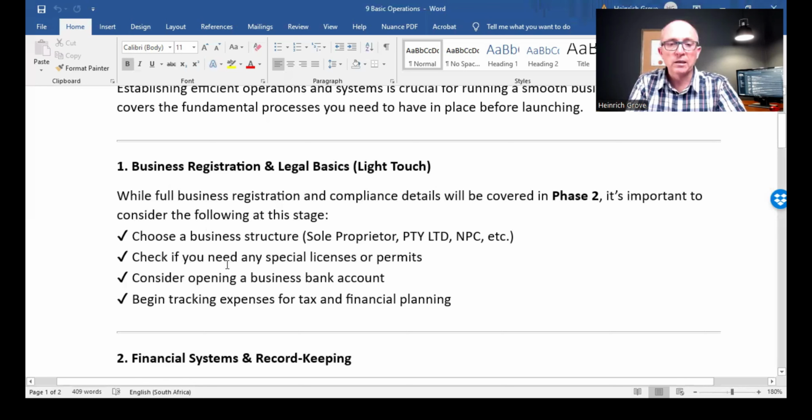And then begin tracking expenses for tax and financial planning. That's really, really important as well. Just think about what filing systems you can have in place. Once again, in that same series that I recorded, Starting a Business, All You Need to Know, you'll see that I did 2 videos on filing systems. The one is for paper-based filing systems, where we touched briefly on the filing system for businesses, and the second one is electronic filing systems.